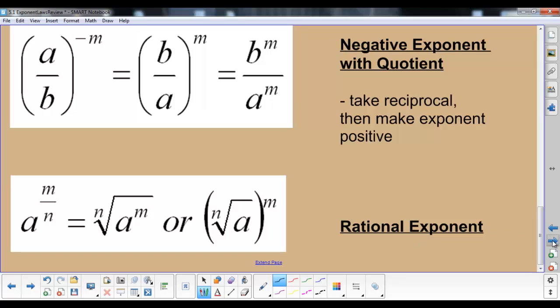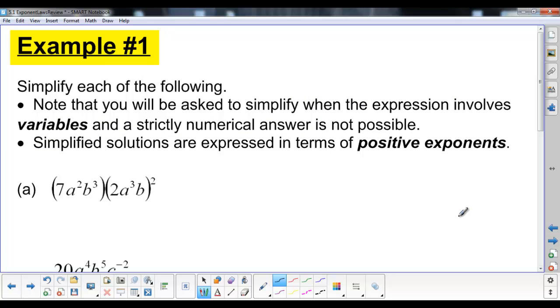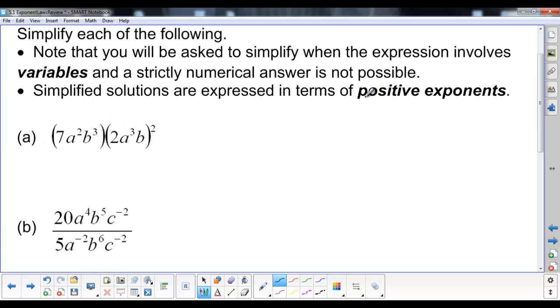So what we'll do now is apply some of these rules. So we're going to simplify. Generally, what you want to have is positive exponents, so we're not going to leave any negative exponents there. BEDMAS rules apply here. So basically, I have an exponent 2 on the outside of this bracket, so we're going to work with that bracket first. So I'll leave the 7a squared b cubed. And then basically that exponent 2 affects the 2, the a cubed, and the b.